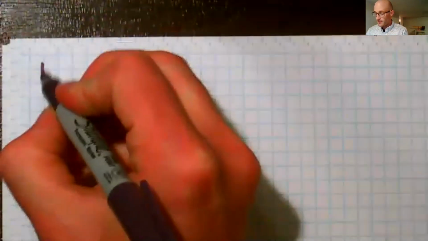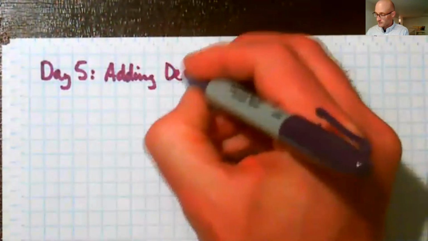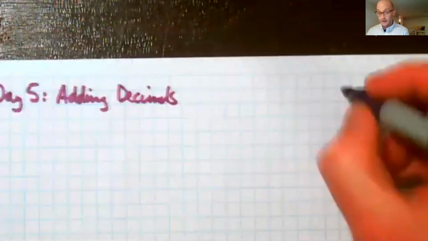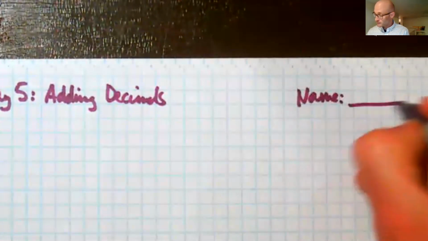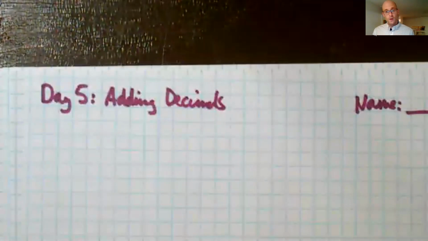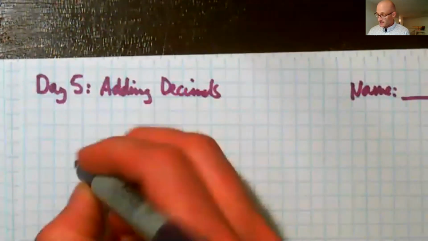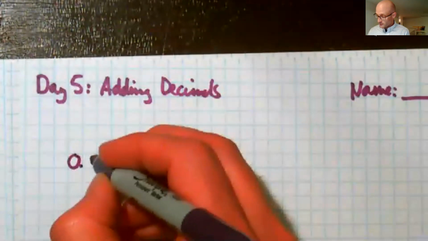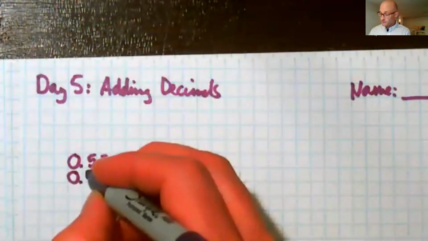So to create the day 5 activity page, we'll start with labeling our page in the top left-hand corner. Day 5, adding decimals. And we'll put a spot for our name over here on the right. And then we're going to create 3 rows of addition problems for ourselves. So first start off with 53 cents. That's 0.53 and 46 cents, 0.46.